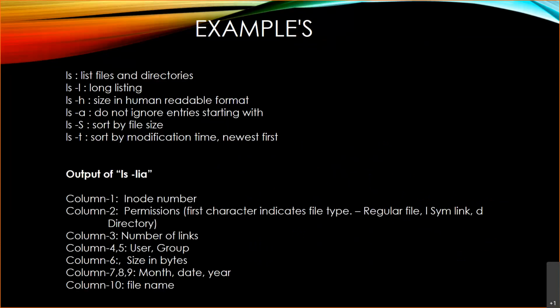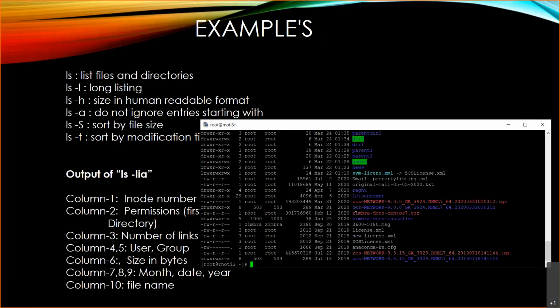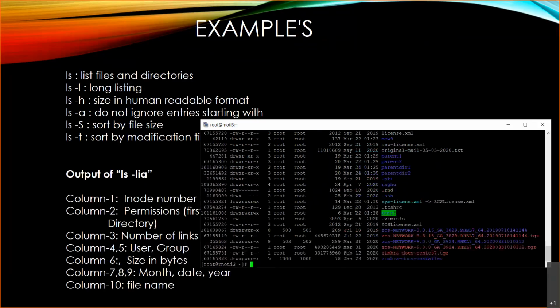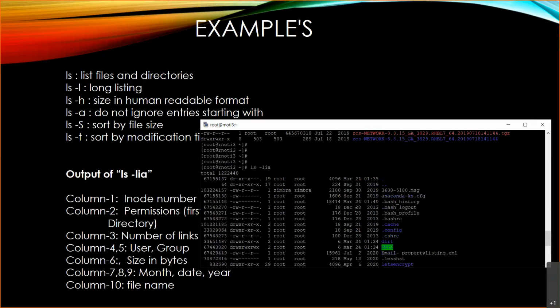And next, I'll explain the output of ls. Here if you see ls -lia, it prints the inode number of a file. I'll explain the importance of inode number later. So first column here is inode number, and file permissions, number of links, user, group, file size, month, date, year or time, and file name.